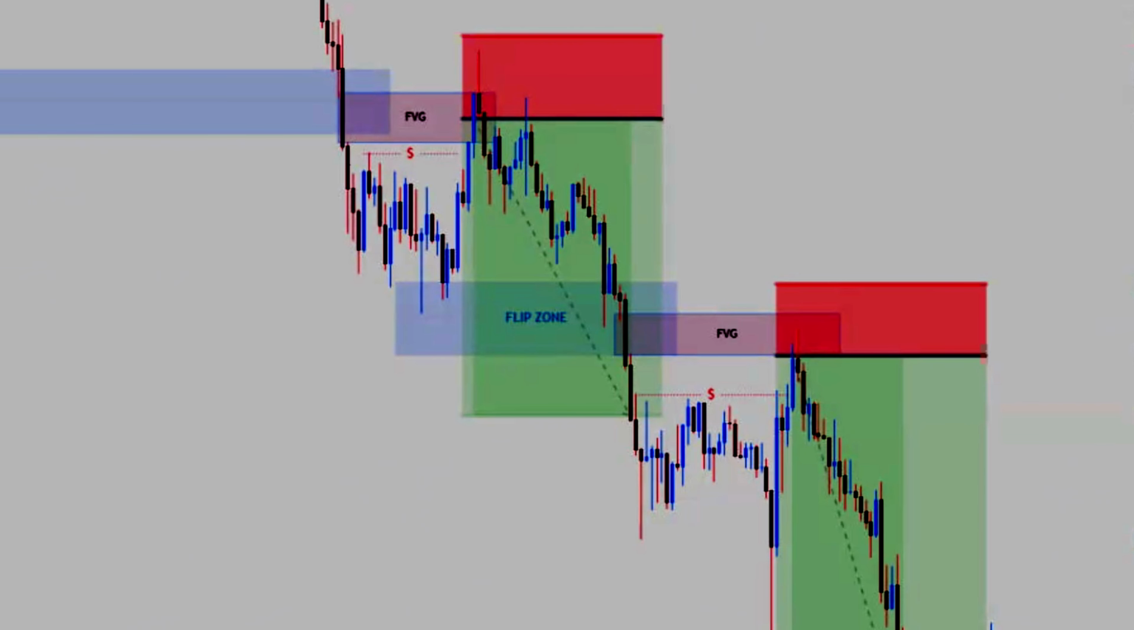Okay, because I already shared the type 1 entry model. Now, talking about this type 2 entry model, guys, all you have to do, just like I said on the whiteboard, wait out for an area that will fade. Okay, that is why I call it a flip zone. You can call it flip zone, breaker block, or fade level, whatever name you want to give to it.